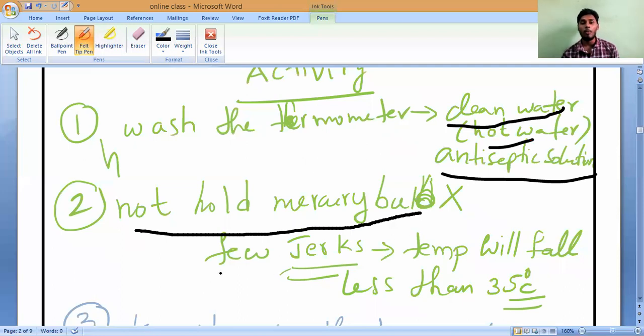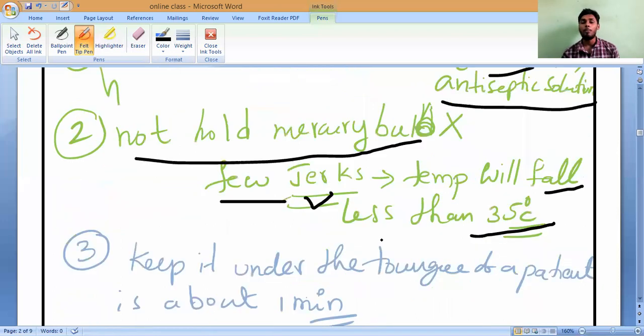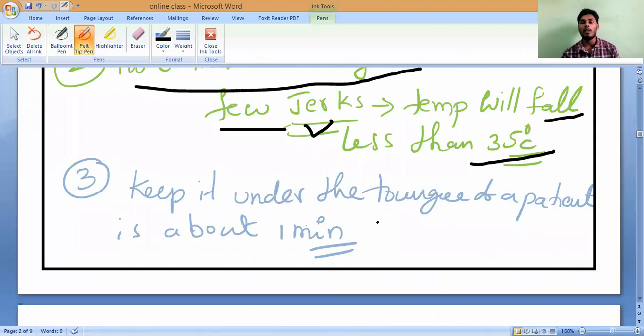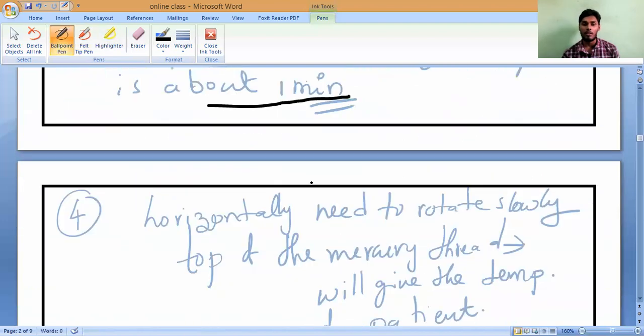So we have to hold the opposite side of the mercury tube and give a few jerks, so that the temperature falls below 35 degrees Celsius, meaning the mercury completely comes into the mercury bulb. In that situation, we keep it under the tongue of the patient. Where should we keep it, Mari? Under the tongue of the patient. If you keep it for about 1 minute, it will measure the temperature of that patient.